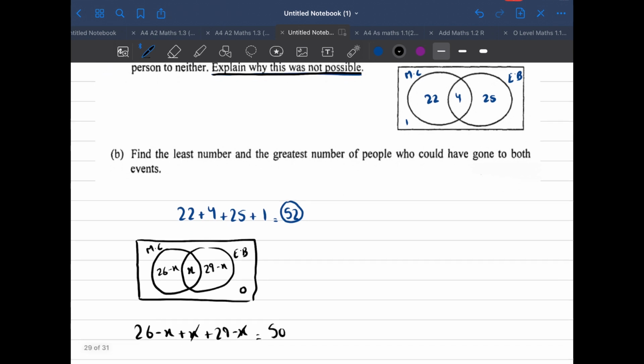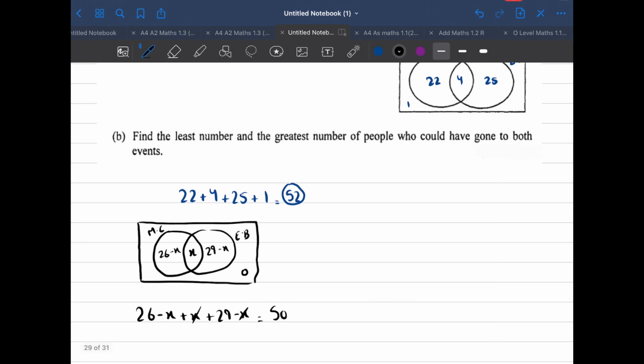Minus x plus x cancel out. What's 26 plus 29? It's 55. 55 minus x is equal to 50. X is what? 5. So the least value who could have gone to both events is what? 5. And the least value who could have gone to neither event is 0. This is not asked in the question, but I'm just telling you so you get the concept.